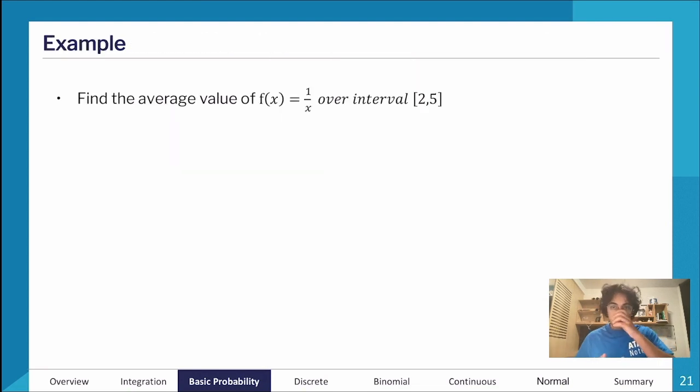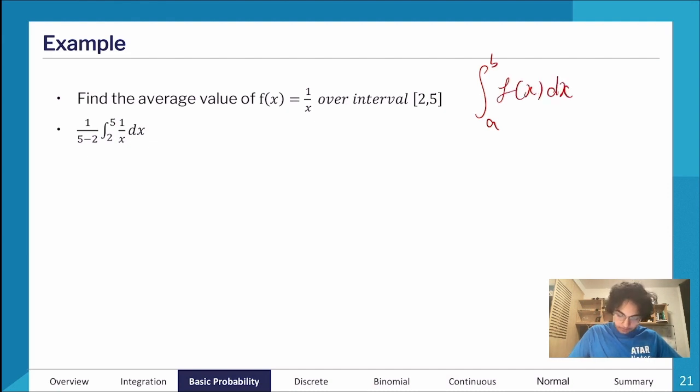All right, let's have a crack at this question. They want us to find the average value of 1 over x over the interval from 2 to 5. First thing I like to do is write out my expression. Sometimes in an exam, I would write out the actual equation as well, the average value equation, with a to b, and then substitute my values in.